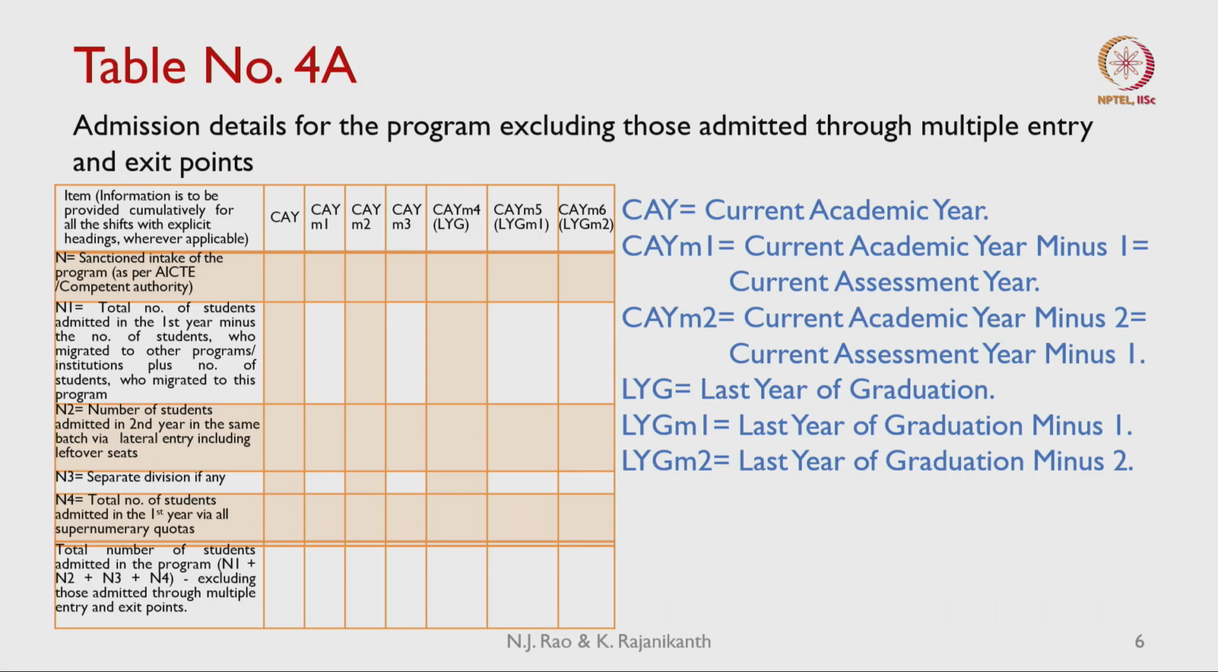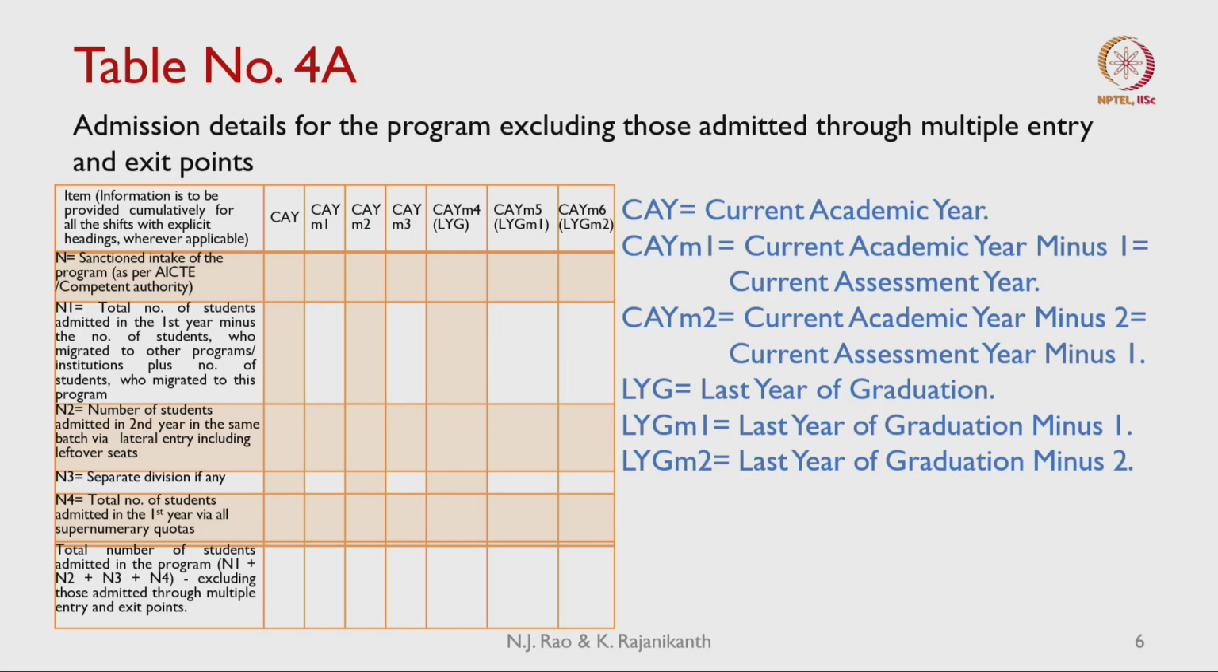So, we have to subtract that plus the number of students who migrated to this program, maybe from some other institute or from some other program. So, the N1 becomes the effective admission, because the students admitted minus those who left plus those who came in. Then N2 is the number of students admitted in second year in the same batch.